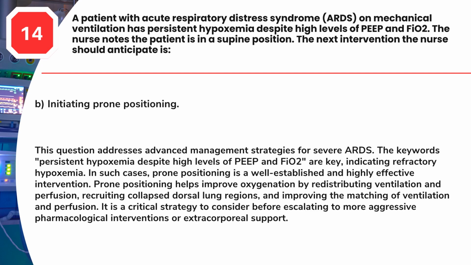Answer: B. Initiating prone positioning. This question addresses advanced management strategies for severe ARDS. The keywords persistent hypoxemia despite high levels of PEEP and FiO2 are key, indicating refractory hypoxemia. In such cases, prone positioning is a well-established and highly effective intervention. Prone positioning helps improve oxygenation by redistributing ventilation and perfusion, recruiting collapsed dorsal lung regions, and improving the matching of ventilation and perfusion. It is a critical strategy to consider before escalating to more aggressive pharmacological interventions or extracorporeal support.